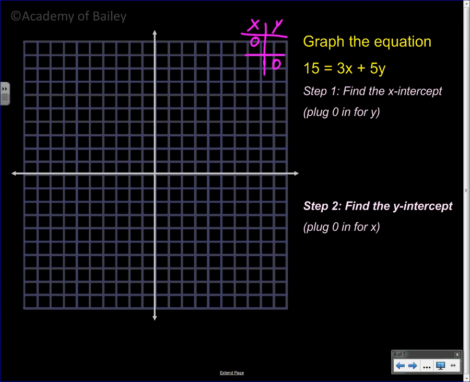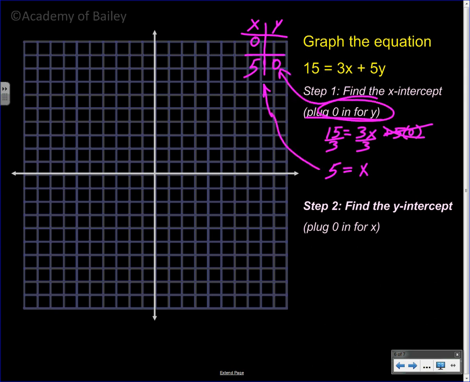All right, so let's find the x-intercept. The x-intercept, you plug 0 in for y. 15 is equal to 3x plus 5 times 0. Cross that off because 5 times 0 is 0. And now let's solve for x. X will equal 5. If y was 0, x is equal to 5. You got to make sure that you put it into the right part of the table because y was 0 right there. So then the x value had to go right beside it.